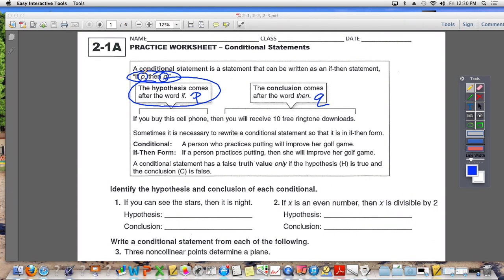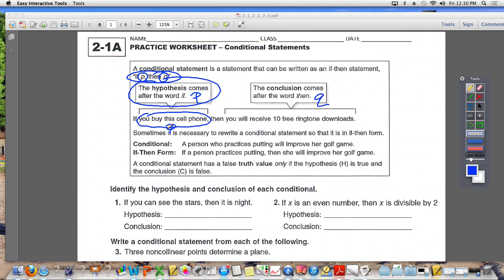All right. If you buy this cell phone, then you will receive 10 free ringtone downloads. What is the hypothesis of this statement? If you buy the cell phone? You buy the cell phone. It's not "if you buy the cell phone," it's just "you buy the cell phone." All right, so this is the hypothesis. You buy this cell phone. We're going to call it P. Go ahead and label it P.